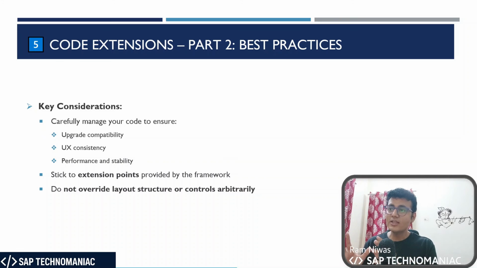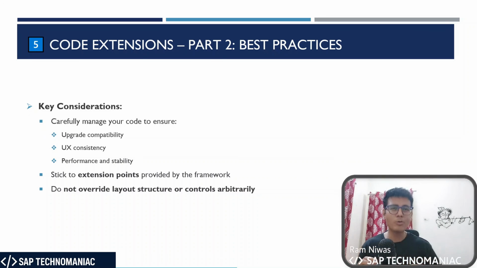For all of these, SAP has already provided extension points, like in SAP ABAP, when we modify the standard application, we have enhancement points, sections and customer exits. In the same way, extension points are already provided by the framework. You can use those extension points and extend your application as per your requirement. Do not override layout, structure, or controls arbitrarily. It will hamper your upgrade. So these are all important things we have to consider.